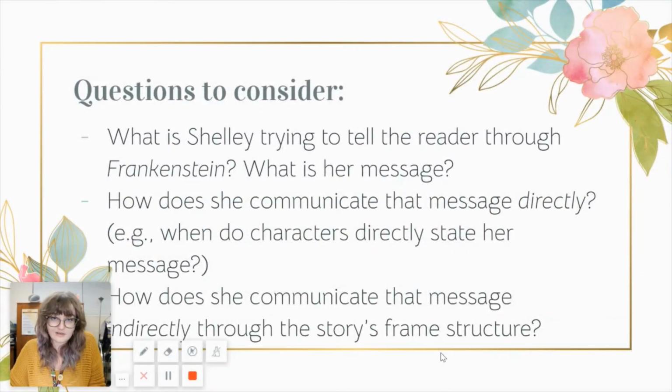Other questions to consider is, well, first of all, what is Shelley trying to tell the reader through Frankenstein? What actually is her message? Luckily, even though Frankenstein is a little bit difficult, that part should be pretty easy because you can look at how she communicates that message directly. Victor Frankenstein explicitly tells us what the moral is several times throughout the story.